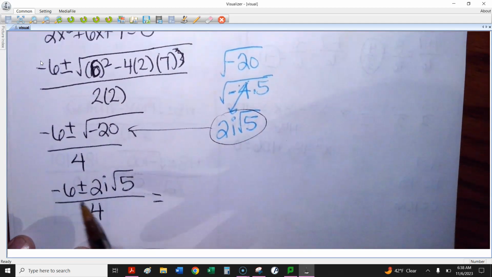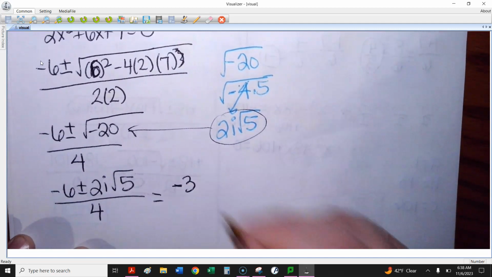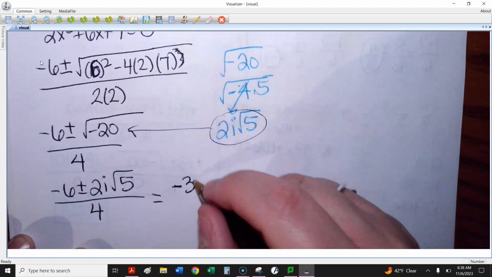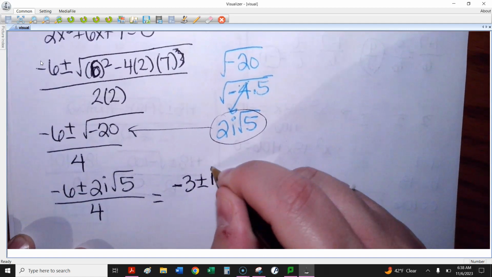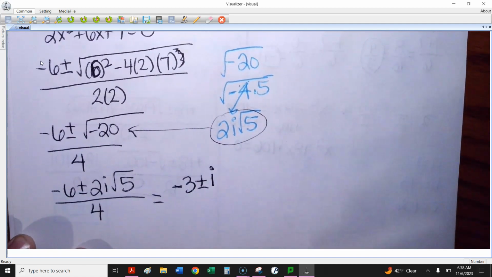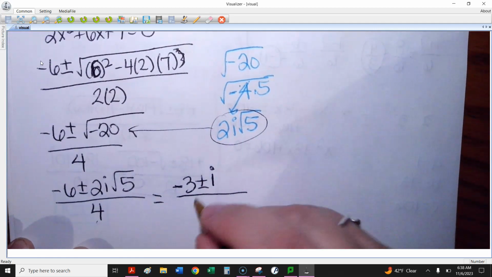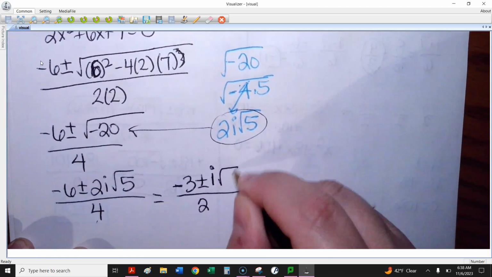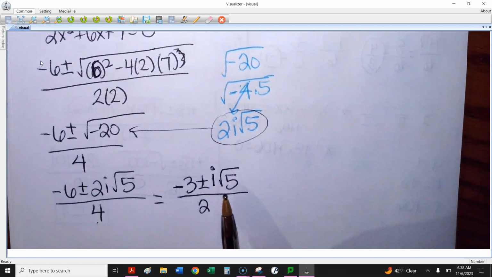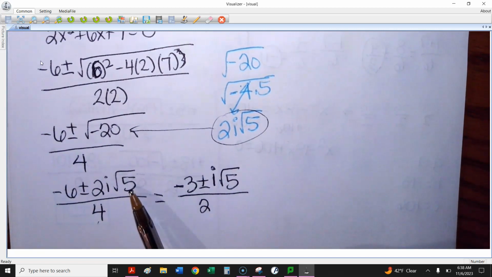So to reduce this, that -6 is going to become a -3. The 2i just becomes a plain i. Can't get rid of the i because we have a negative under the square root, so I know I'm going to have an i in my answer. The bottom of this would become 2. And then on the top with the i, you just keep exactly what's under the square root. That does not get reduced, just whatever's in front.